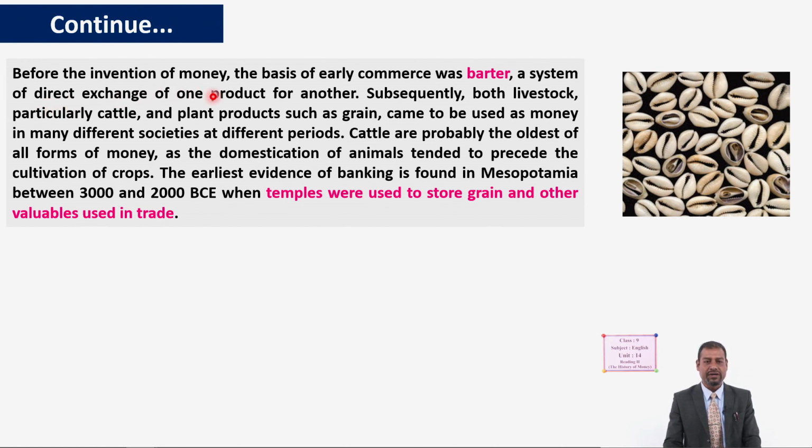Before the invention of money, the basis of early commerce was barter, a system of direct exchange of one product for another. Subsequently, both livestock, particularly cattle, and plant products such as grain came to be used as money in many different societies at different periods. Cattle are probably the oldest of all forms of money, as the domestication of animals tended to precede the cultivation of crops. The earliest evidence of banking is found in Mesopotamia between 3000 and 2000 BCE, when temples were used to store grain and other valuables used in trade.